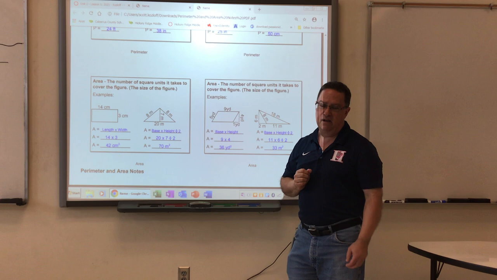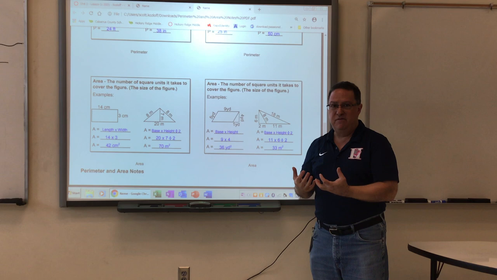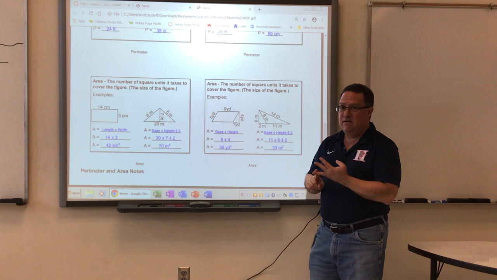Perimeter is found by adding the outside. Area is found by multiplying two of those sides together to give you the answer. That would be for rectangles, parallelograms, and rectangles and squares.